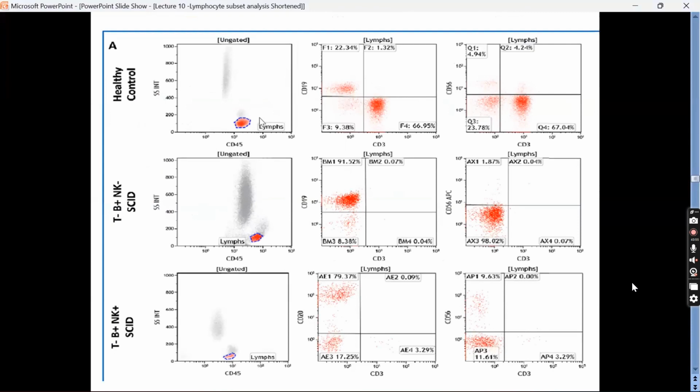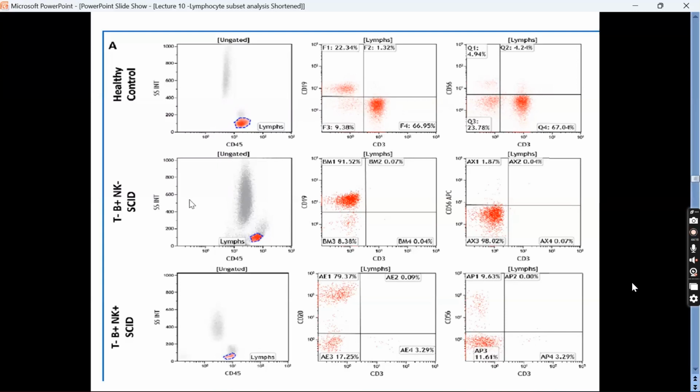Now this is normal, where once I gate the lymphocytes, you can see the population. The lymphocytes split into B lymphocytes, which are CD19 positive, and a part of the lymphocytes are CD3 positive, which is T lymphocytes, and the population which is double negative is CD56. So you have all the three elements, B, T, and NK.